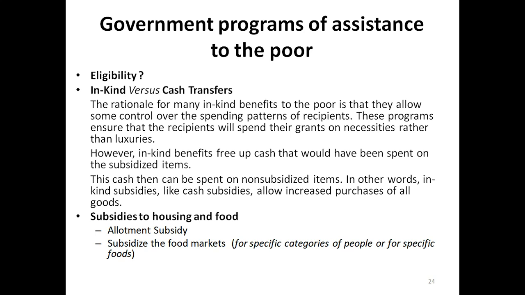However, in-kind benefits free up cash that would have been spent on the subsidized items. This cash then can be spent on non-subsidized items. In other words, in-kind subsidies, like cash subsidies, allow increased purchase of all goods. Subsidies to housing and food, and allotment subsidies, subsidize the food market for specific categories of poor people or for specific foods.